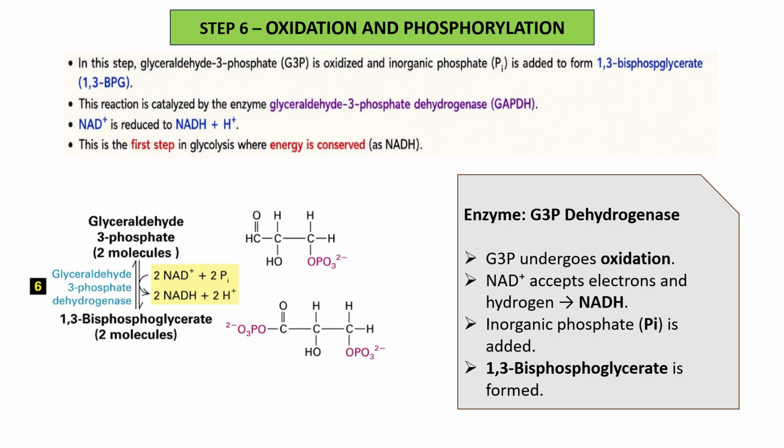At the same time, an inorganic phosphate is added to G3P to form 1,3-BPG. Unlike the phosphorylation reactions in steps 1 and 3, ATP is not used here. The energy released during oxidation provides the energy required for the addition of the phosphate group. Since one glucose molecule produces two G3P molecules, this reaction occurs twice and produces two NADH molecules per glucose molecule.